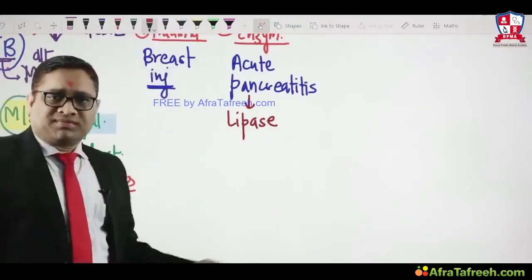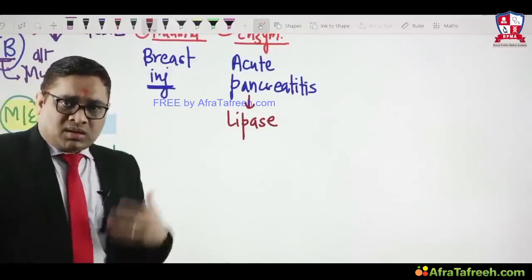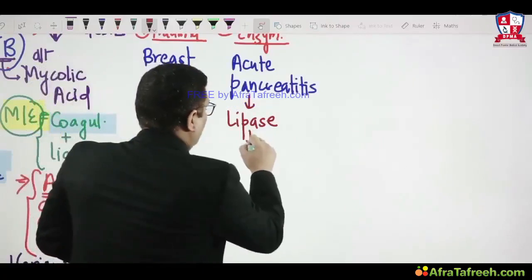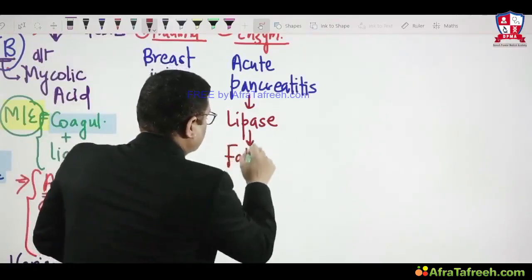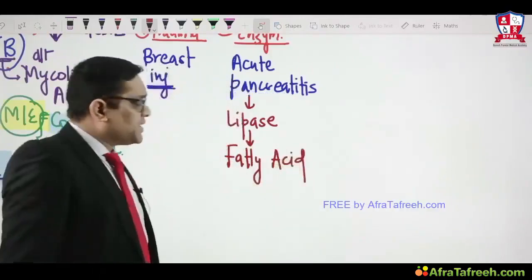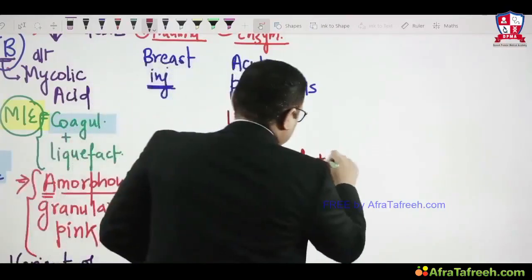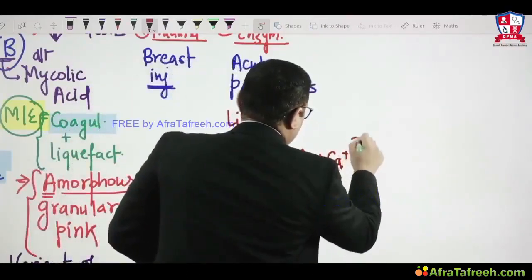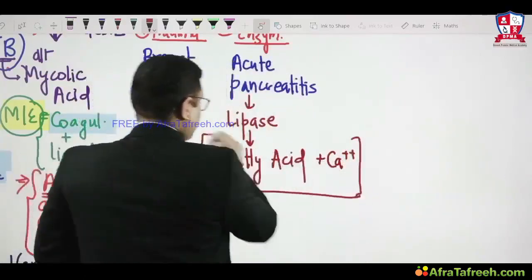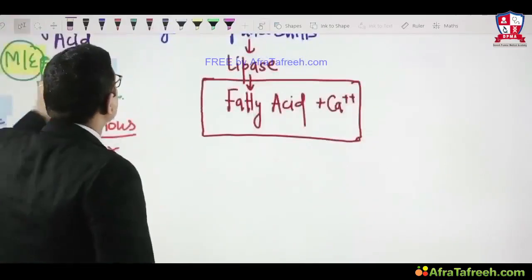We all know that the name itself is signifying: they will act on the lipid, lipase. So they will damage the lipid and release fatty acid, right? So lipase will act on lipid and release fatty acid. This fatty acid which has been released from the fatty tissue will combine with the calcium, right? So fatty acid, when it combines with calcium, this process is called saponification.